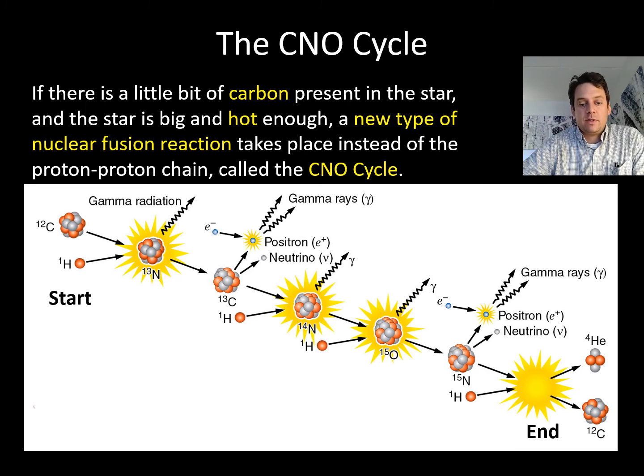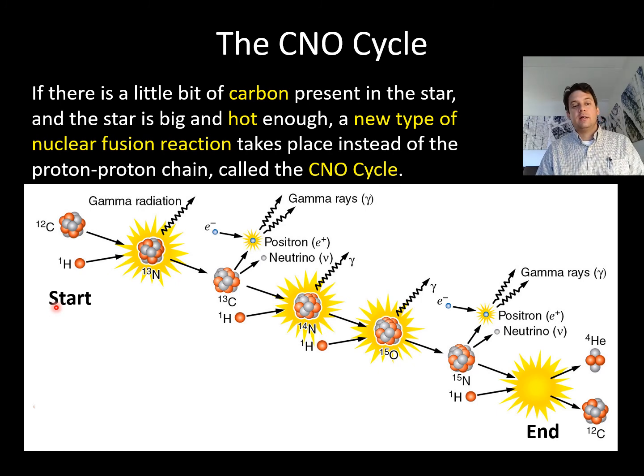The first step in the CNO process, starting in the upper left-hand corner, involves the collision and reaction of a carbon-12 nucleus with a proton. Remember, there's not a lot of carbon in the star, but there's enough, and there are lots of protons, obviously. So you're bound to have this collision occur. When it does, the carbon-12 nucleus essentially captures the proton and is thereby transformed into a nitrogen-13 nucleus.